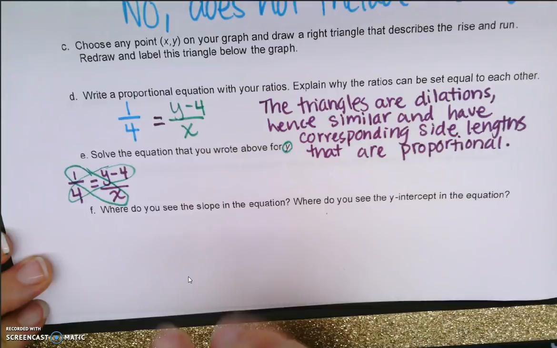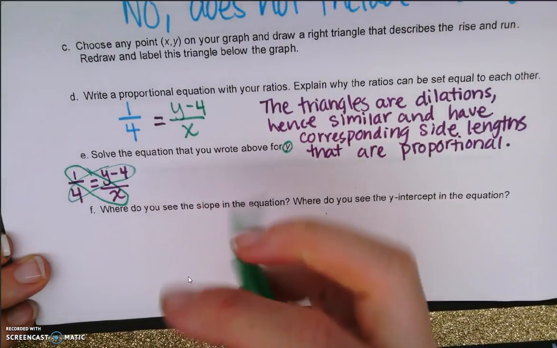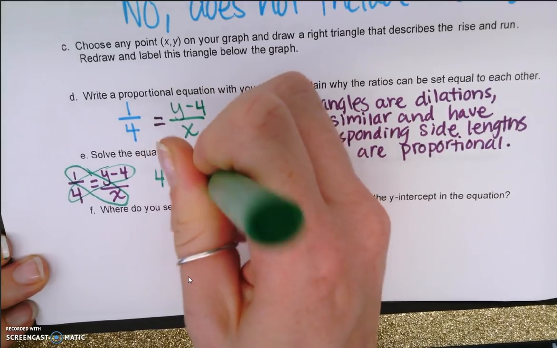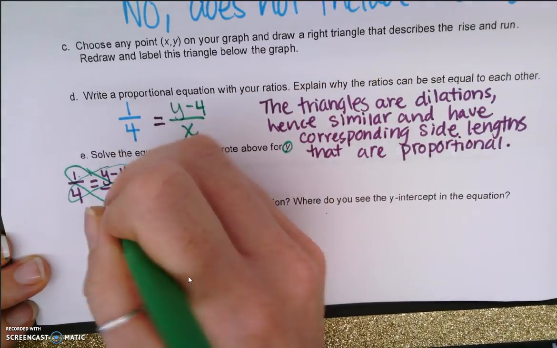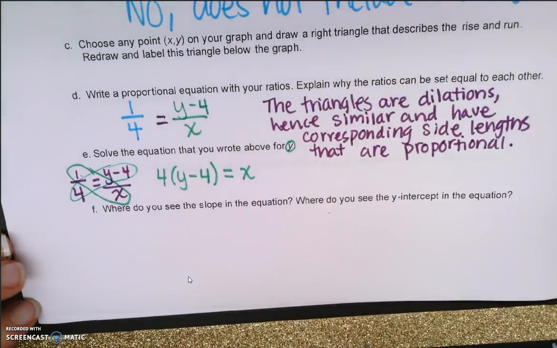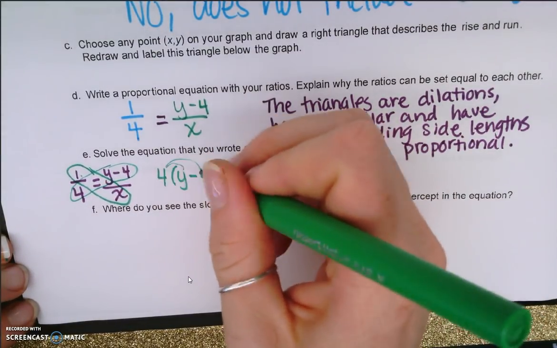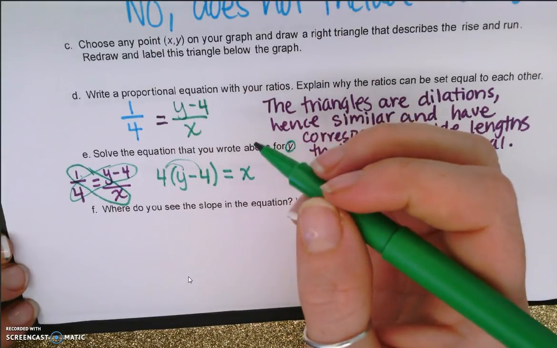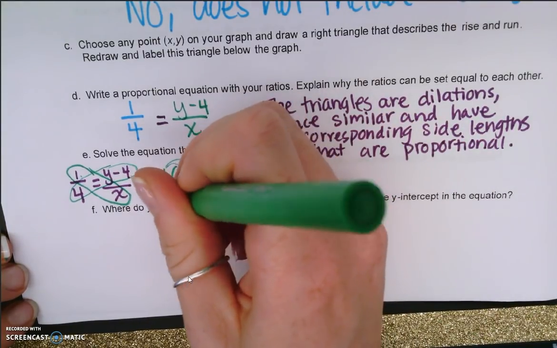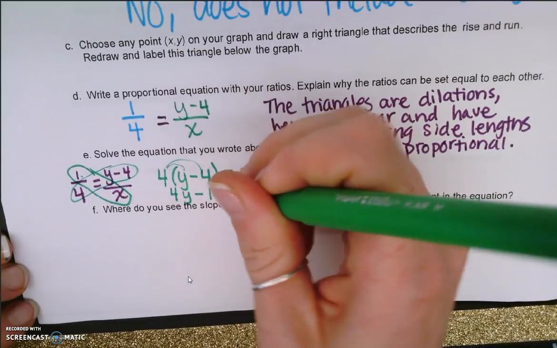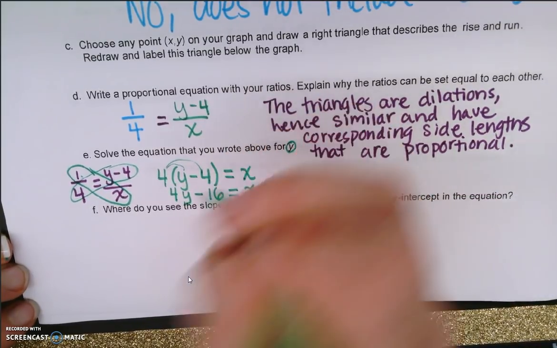Because we're solving for y, I'm going to put my y term on the left. 4 times the quantity of y minus 4 is equal to 1 times x, which I'm going to write as x. Let's distribute this 4, and I get 4y minus 16 equals x.